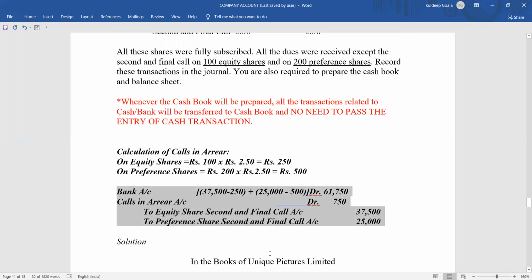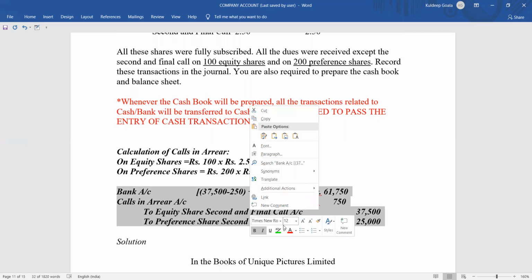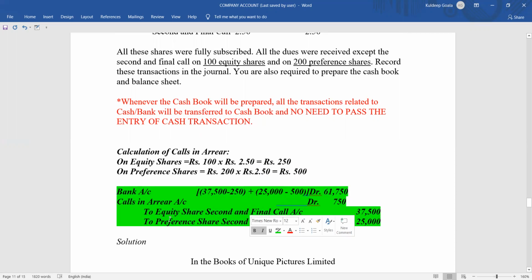Here you can see why I have given this entry: you have to understand that a part of the amount will come in the cash book and another part will be followed in the journal entry. This bank portion I have shown in the previous situation also. In this case, the amount was 37,250 in case of equity and 24,500 in case of preference share. Why did I show it? Because you are going to split it up. Try to understand. In case of equity share, there is an arrear of 250 rupees, right? So how much have you received?